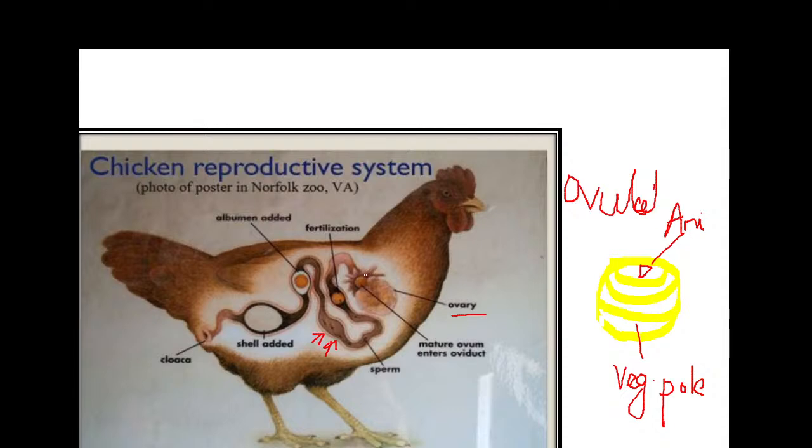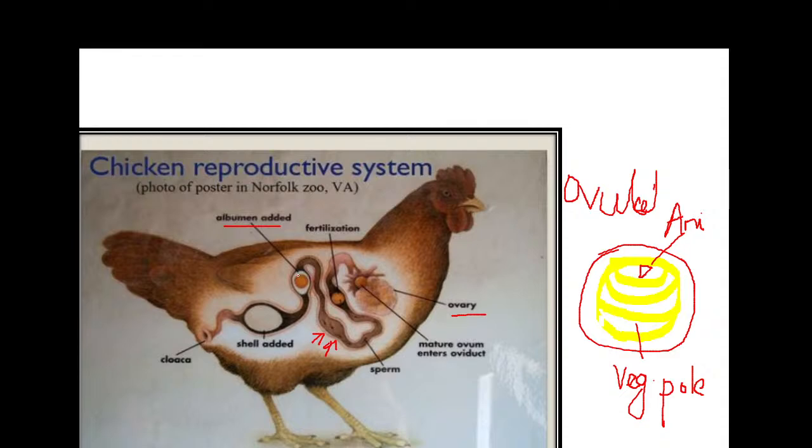Then after fertilization, this is the region where the sperm is fusing with the egg, and after that the egg will move through the oviduct. After fusing here, as it passes through the oviduct, the albumin starts getting deposited. At this location the albumin will get deposited. So the ovum first develops only up to this point at the ovary. Then in this region of the oviduct, after fertilization the albumin will get deposited.